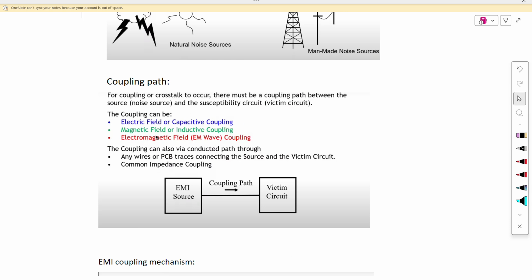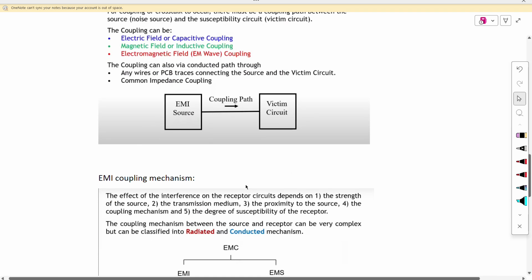Coupling can occur not only through a medium, but other sources of coupling are through wires or physical traces, which are any wires or PCB traces connecting the source and the victim circuit, or common impedance coupling when you have a common ground. These can also act as a coupling path. This is the EMI source, this is the coupling path, and the victim circuit.